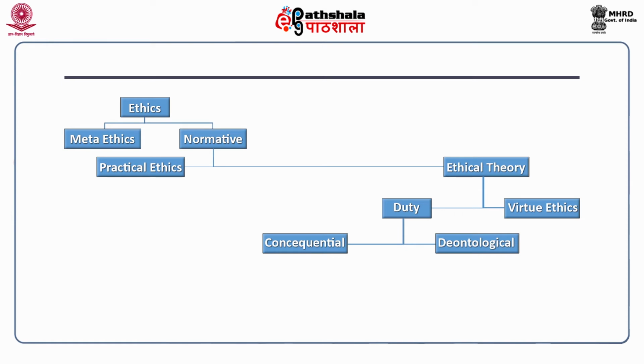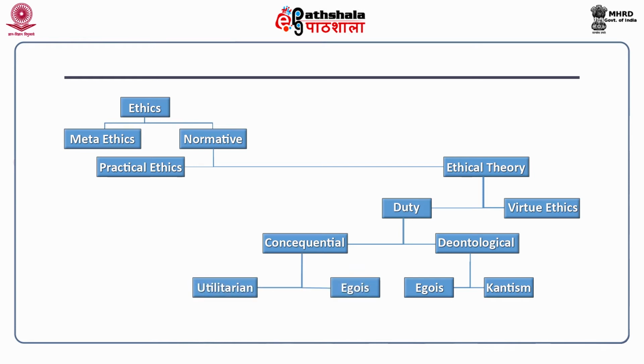Consequential and deontological forms are part of duty. Egoism and Kantism are part of deontological duty, while utilitarian and egoist are part of consequential duty. Pluralistic and hedonistic are two types of utilitarian culture.